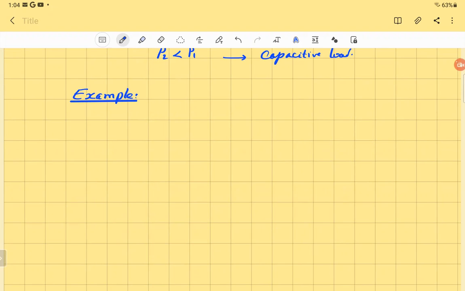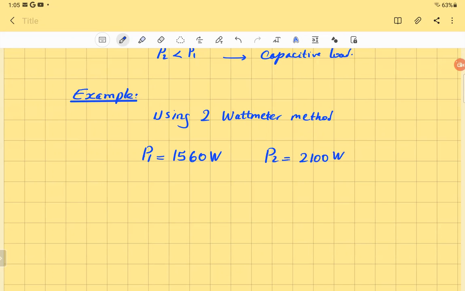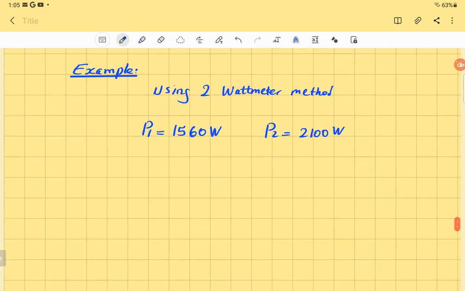Using 2 wattmeter method, the reading was like that. P1 was equal to 1560 watt, and the second reading was 2100 watt. When connected to a delta connected load, we have load, and the load is connected as delta. That's the load. And these are the lines here.